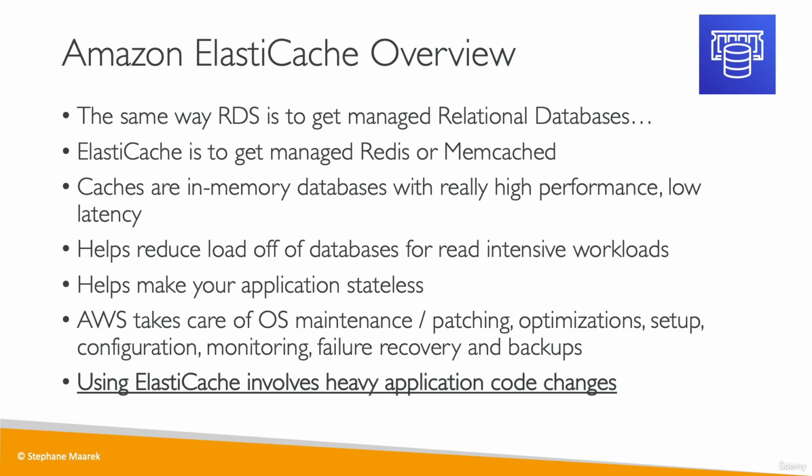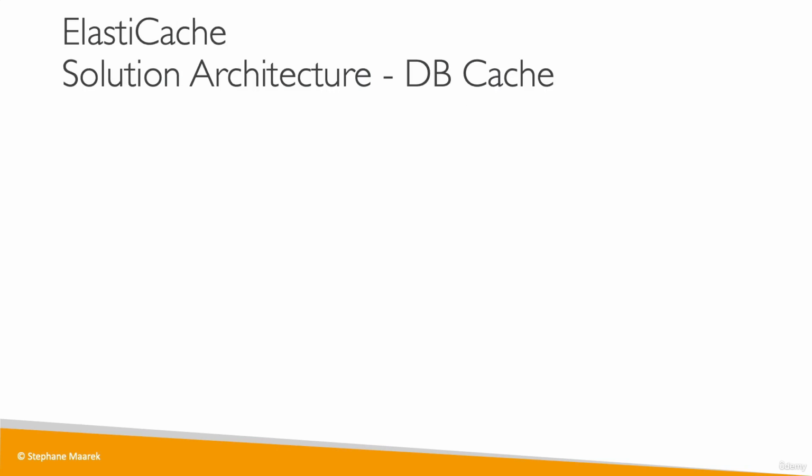Now, if you use Amazon ElastiCache, just so you know, it will require you to do some heavy application code changes for your application. This is not something you just enable and off you go, you have a cache. You need to change your application to query the cache before or after querying the database, and we'll see the strategies in a minute. So now let's talk about the architecture for using ElastiCache.